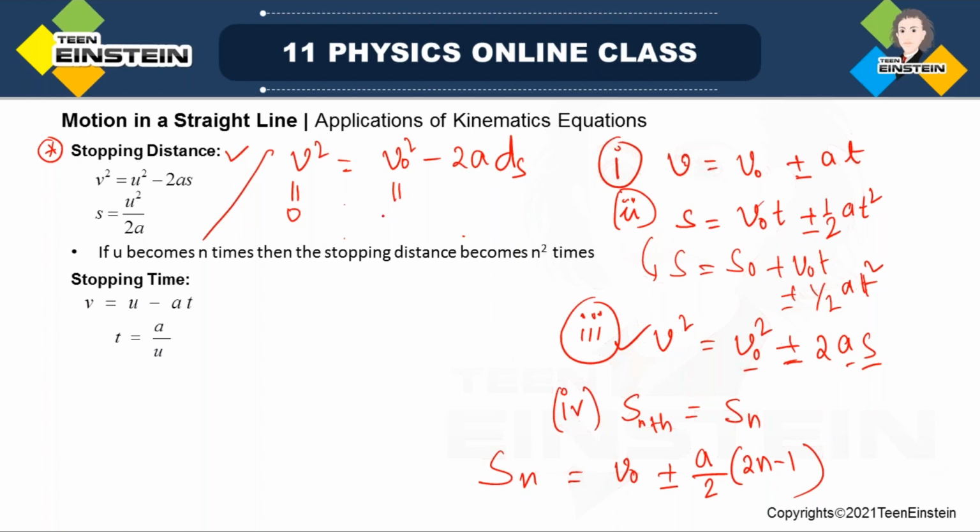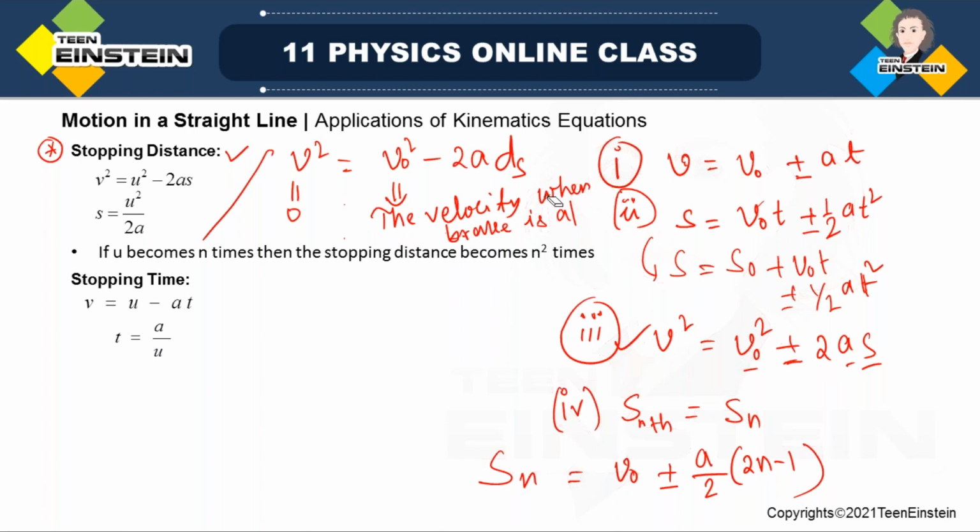And what is this initial velocity? This velocity is the velocity when the brake is applied, when the brake starts applying. At that moment, what is the velocity? If it is 50 kilometers per hour or 60 kilometers per hour, that particular velocity is called the initial velocity. The speed you have at the time you start applying the brake is called the initial speed or initial velocity.